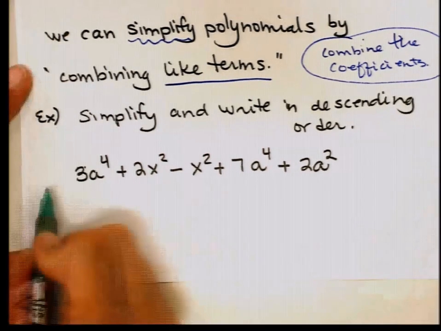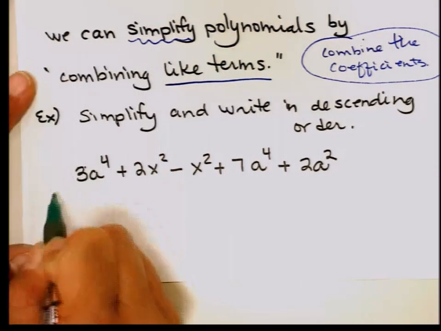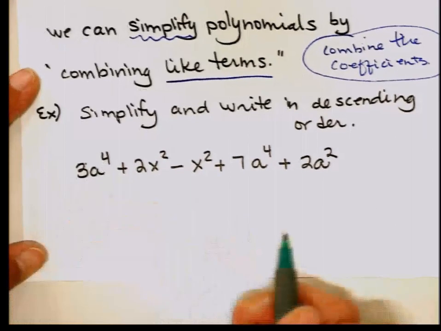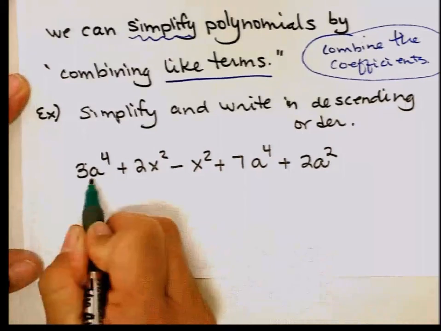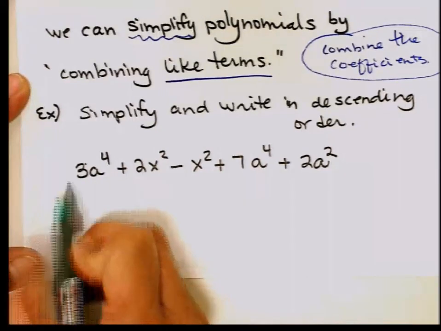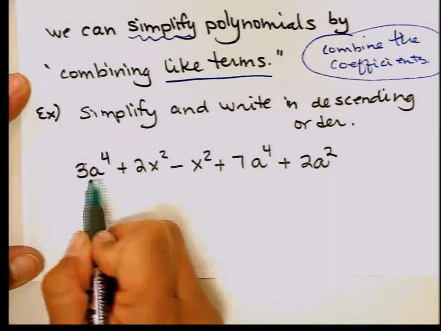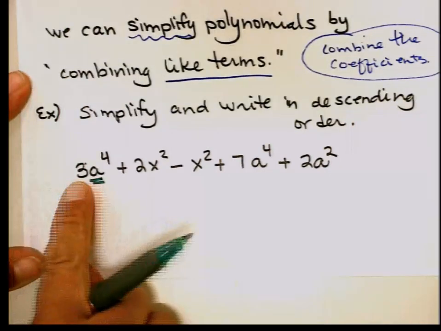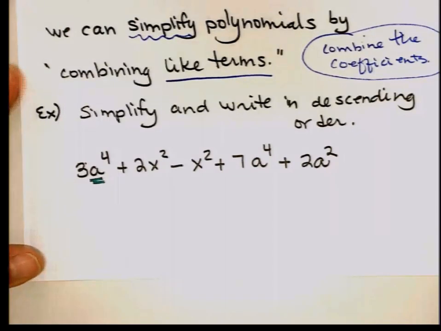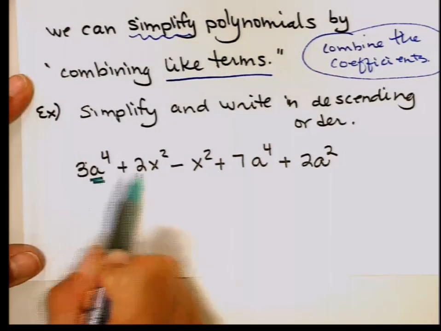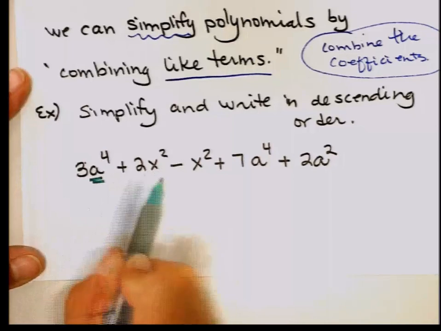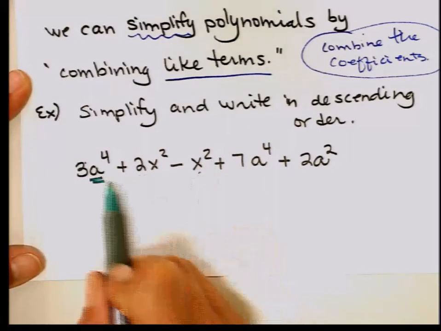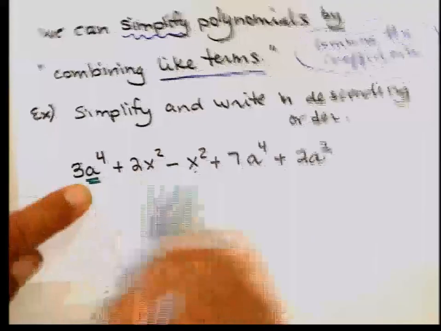So I start over here at the left side, and I take my basket through, and the first thing I come across is 3a to the fourth. If I put the 3a to the fourth in my basket, the only other things I can put in here are other a to the fourths. I can have a different number of them, but only a to the fourths go together. Okay, so 3a to the fourth plus 2x squared. Can't add that because it's a different letter, different power. Can't add that to my 3a to the fourth.